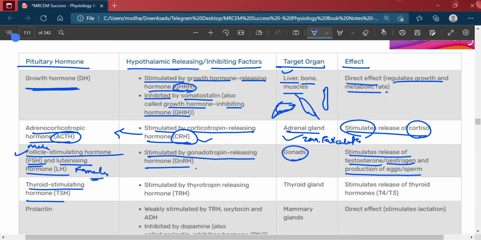Okay, now thyroid stimulating hormone, TSH, is stimulated by the thyrotropin releasing hormone, TRH. The effect is done on the thyroid gland and stimulates the release of the thyroid hormones T3 and T4 from the thyroid gland.